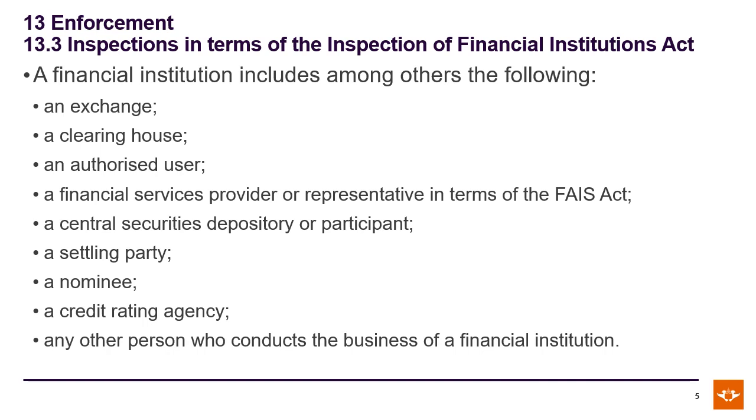Financial institutions include the following: exchanges, we have discussed exchanges; clearinghouses; an authorized user; a financial services provider. In the next module, we will deal with this in depth. A CSD or participant, someone who sells; a nominee; a credit rating agency, or any other person who conducts the business of a financial institution.